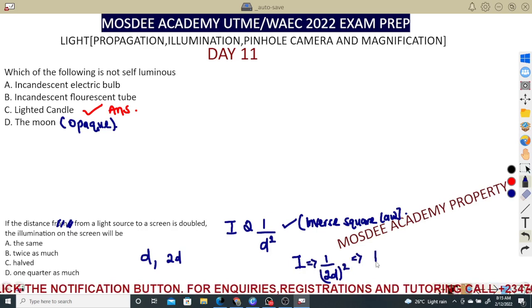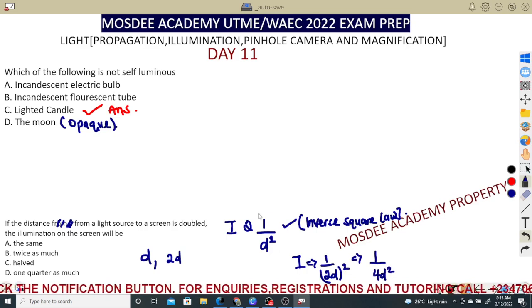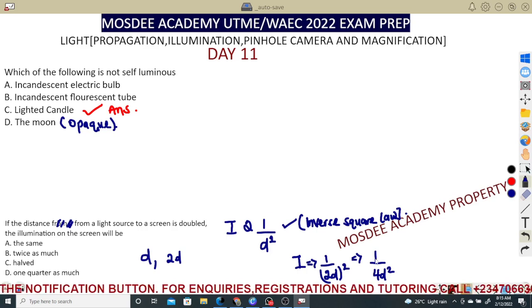So it will be 1 over 2 squared, 4d squared. So initially it was 1 over d squared. Now it is 1 over 4d squared. So what happened to the illumination of light on the screen? It is 1/4 of the initial one. The initial one is 1 over d squared. When it was doubled, it's 1 over 4d squared.